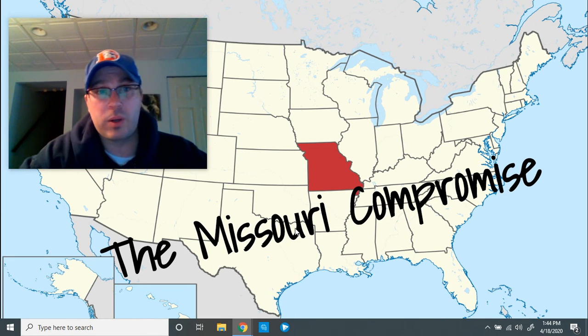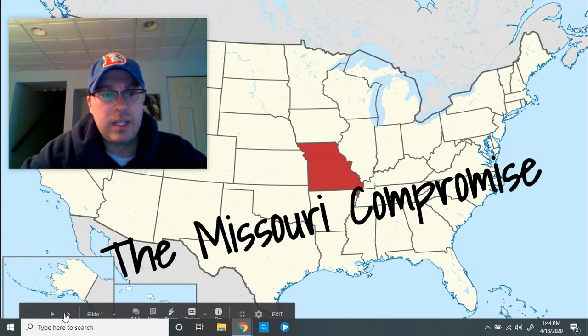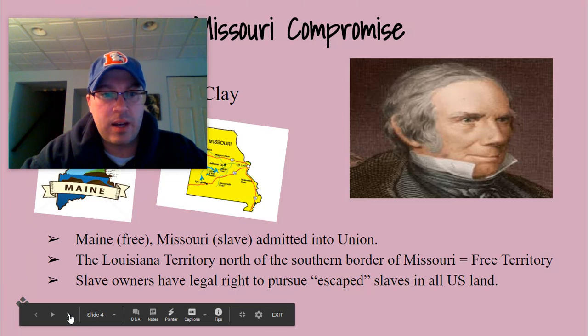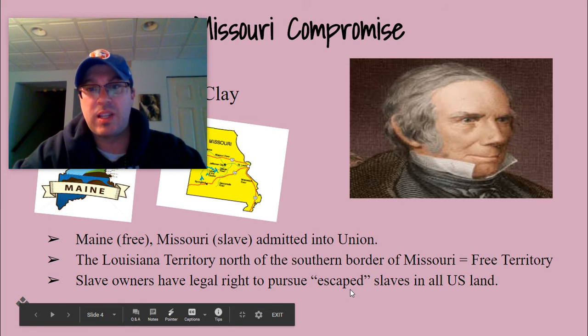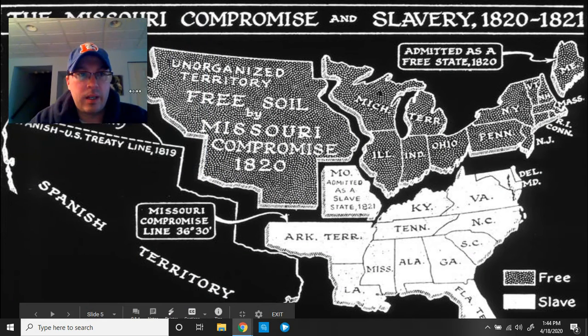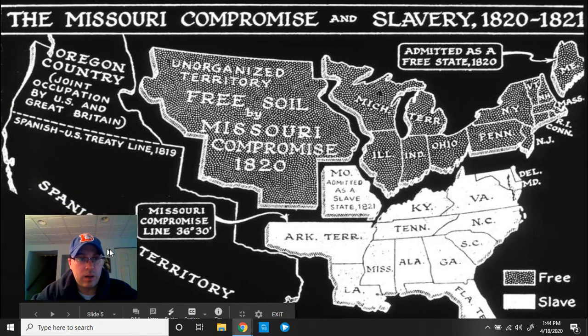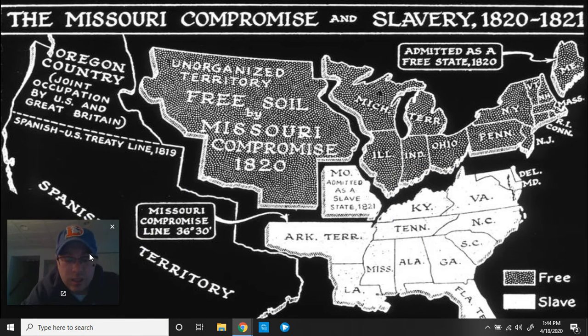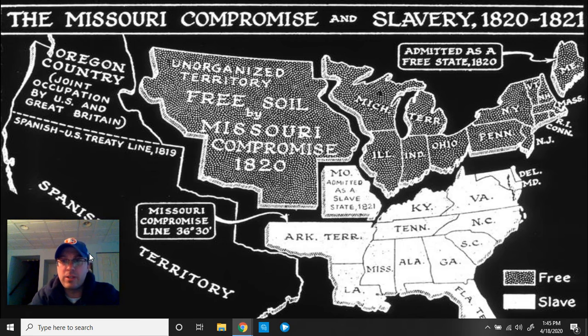And also this other part of the Missouri Compromise is that slave owners now have the legal right to pursue escaped slaves in all U.S. land. So, regardless of where a slave may try to escape from or escape to, the Southern plantation owners or slave owners now have the right to go get them anywhere. So, if a slave is trying to escape slavery from North Carolina and they get themselves to New Hampshire, they are found by either a bounty hunter or some other means, they must be returned to North Carolina, right? Something to think about, right?